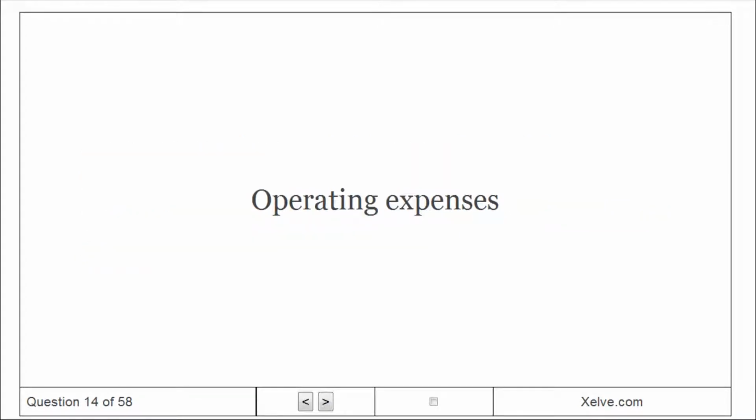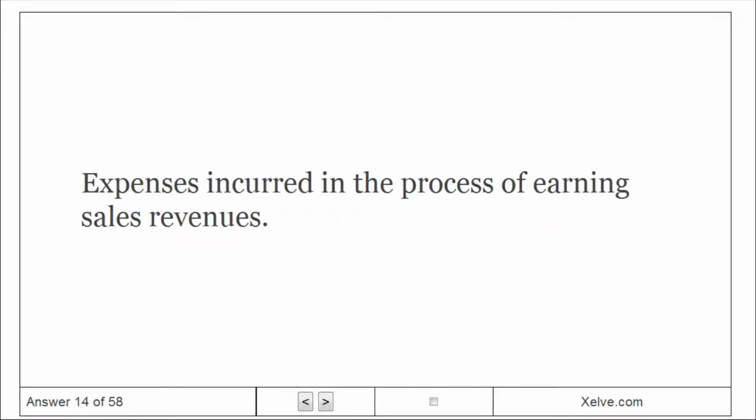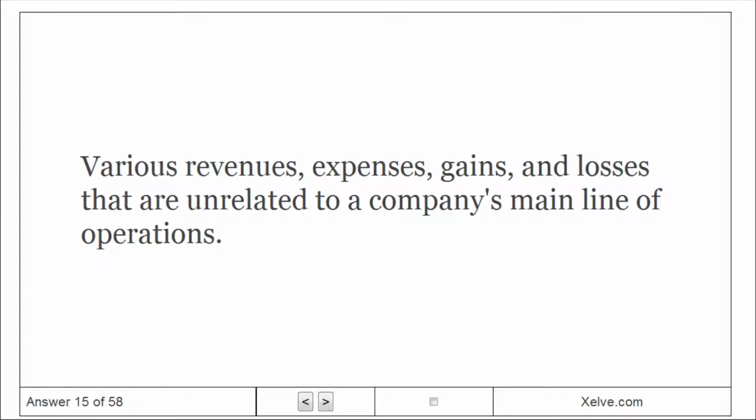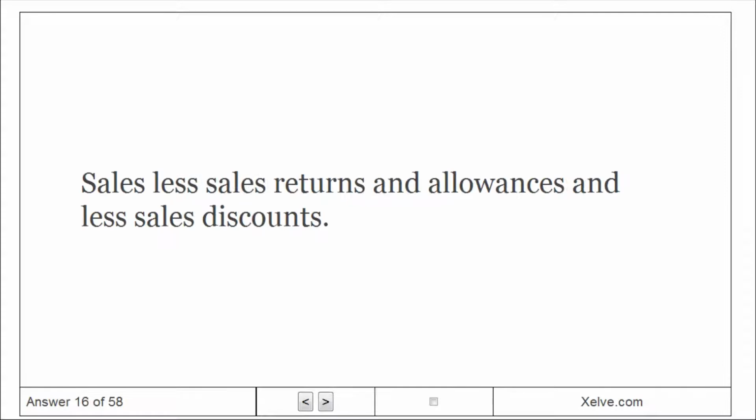Operating expenses. Expenses incurred in the process of earning sales revenues. Non-operating activities. Various revenues, expenses, gains, and losses that are unrelated to a company's main line of operations. Net sales. Sales less sales returns and allowances and less sales discounts.